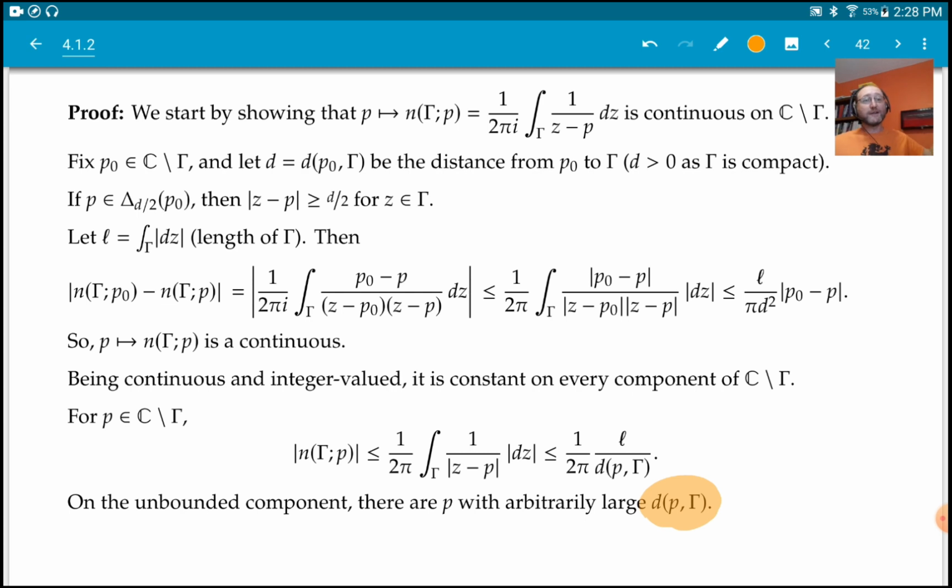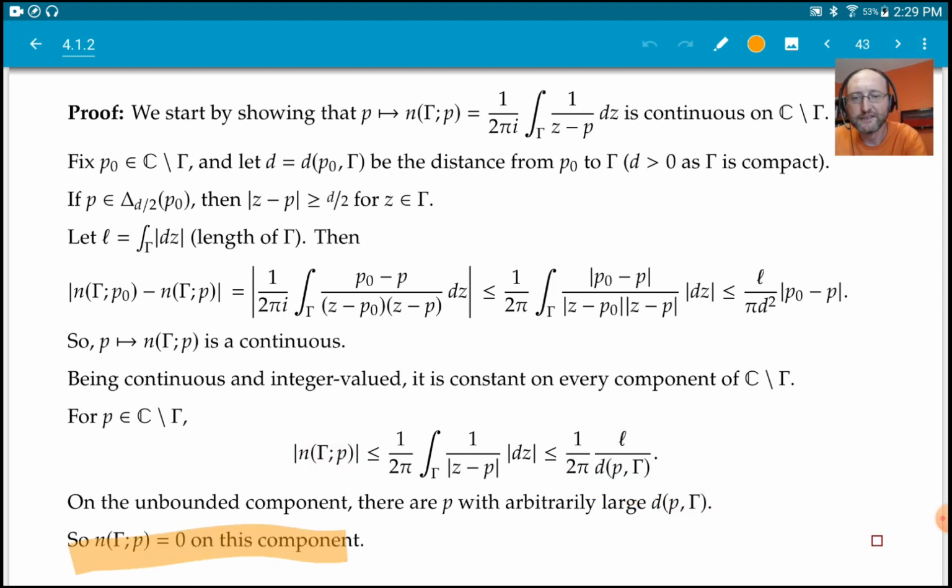Now we know already that this winding number is constant on this component, and we know that it's arbitrarily small very far out, because we're dividing by very large numbers. So that means it has to be 0. That's the only way that this can happen. We can pick this thing to be arbitrarily small, and it's constant on this component, therefore it's 0. So that's the conclusion.